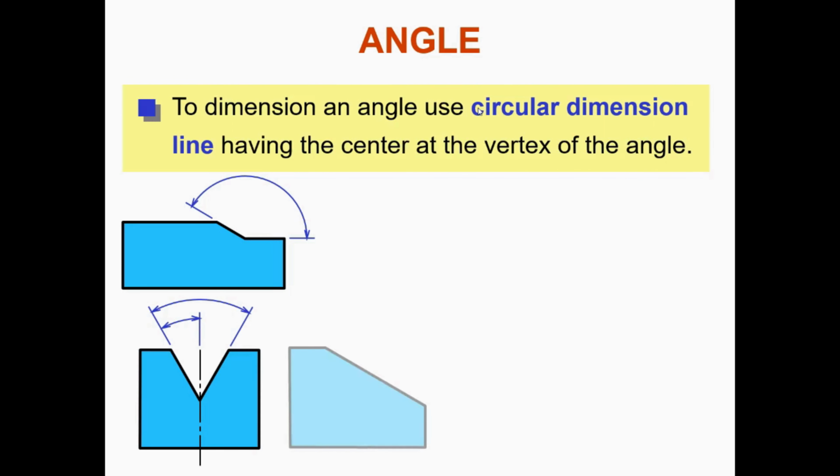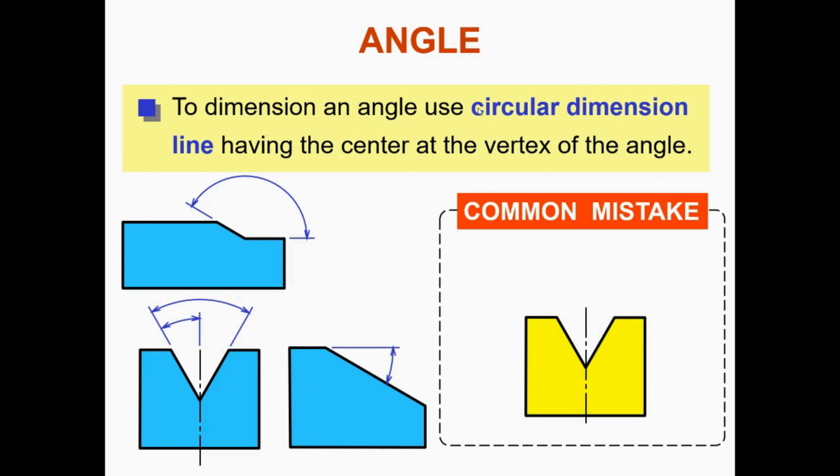So if you look at the second image over there, you would see the highlighter telling you that this practice is what has to be adopted. You should locate the center. Okay, you should use the circular dimension line, also having the center at the vertex of the angle.